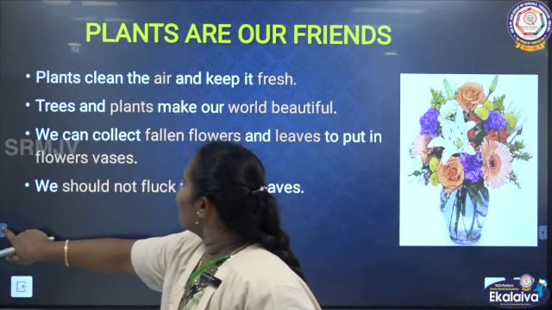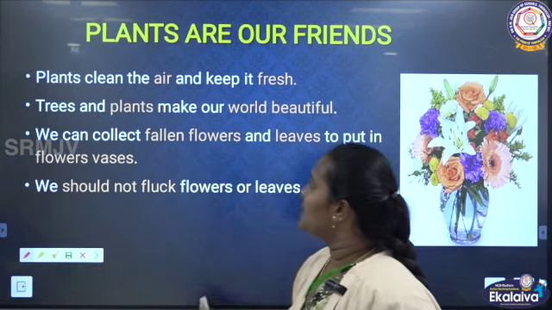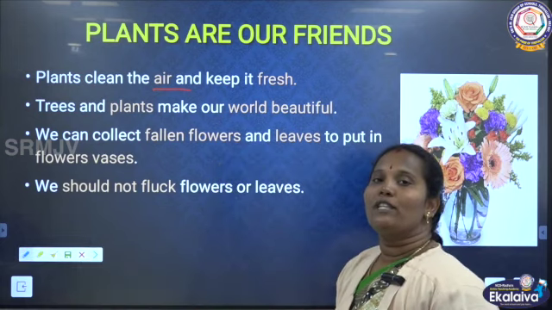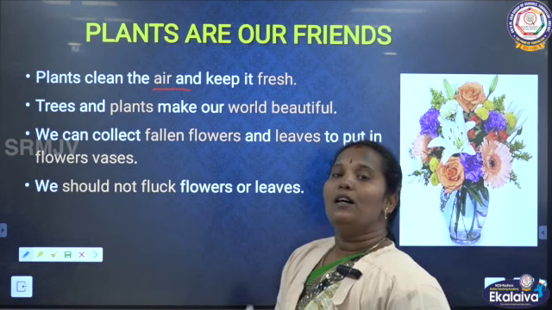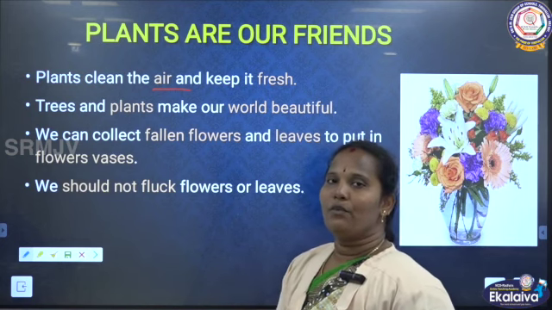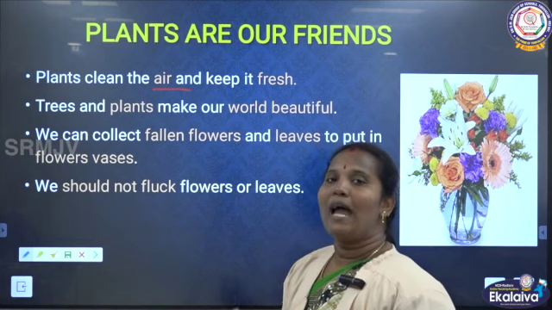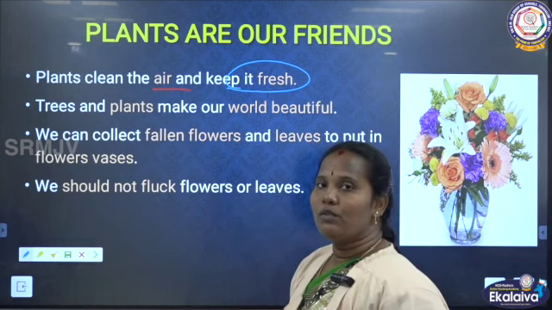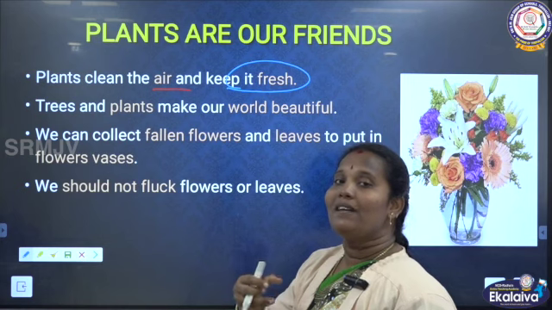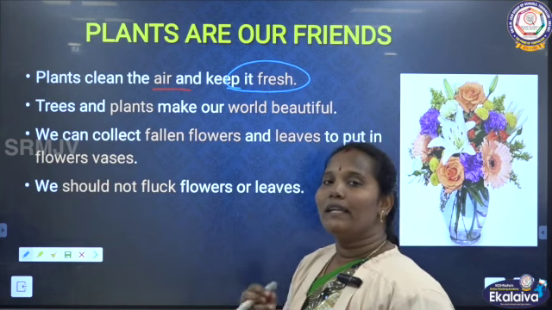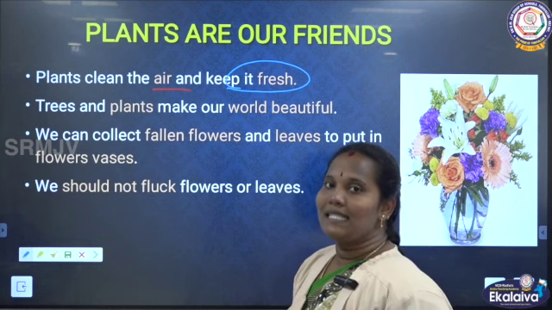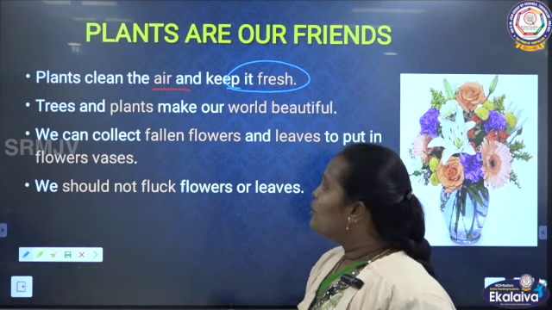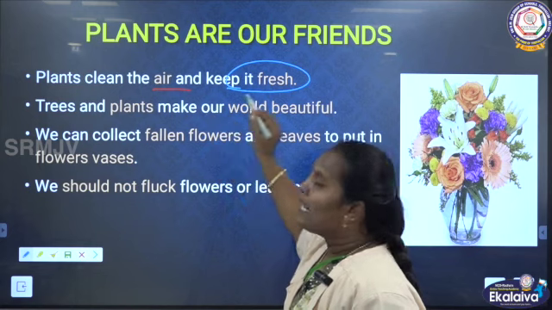Then plants are our friends. Plants clean the air. I told you that the bamboo tree is called an air purifier. We use a water purifier, and in the same way plants act as air purifiers. How? They keep the air fresh. I already told you they carry out the process of photosynthesis. During this process, they take in the waste carbon dioxide and release pure oxygen. This oxygen is used in the respiration process of animals and human beings. So plants clean the air and keep it fresh.